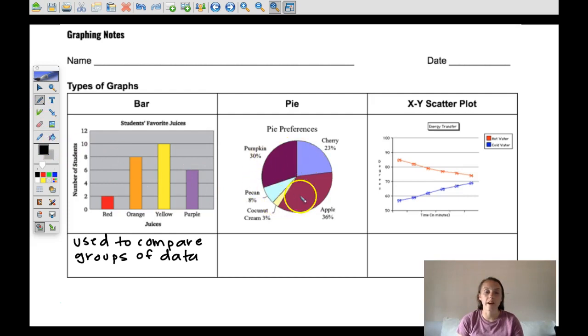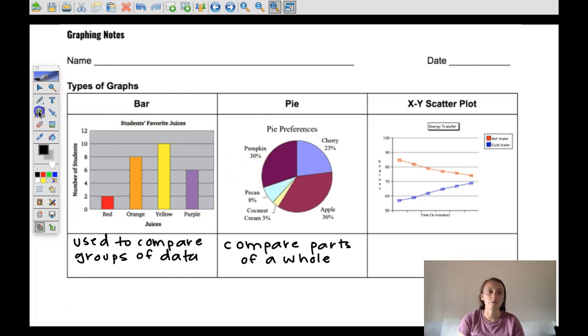The second type of graph students try to make is a pie chart. But a pie chart is only used to compare parts of a whole. Pie charts and bar graphs are related in that we're finding the different groupings, in this case, people's pie preferences. But still not a graph we're going to be using in chemistry all that often.